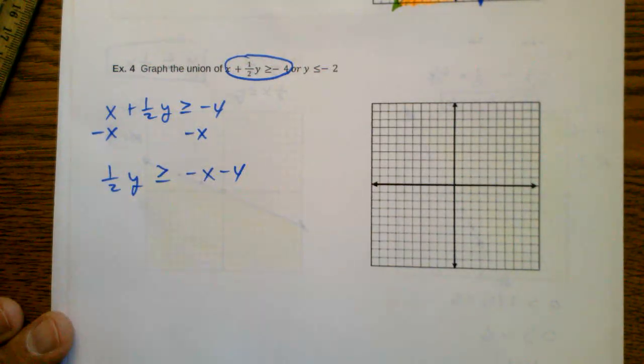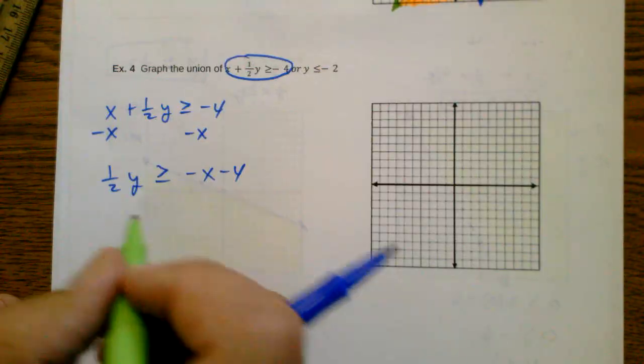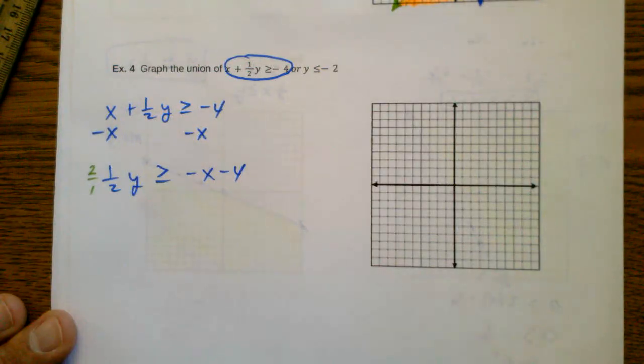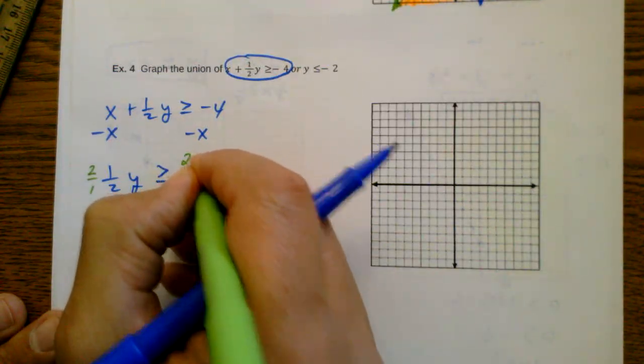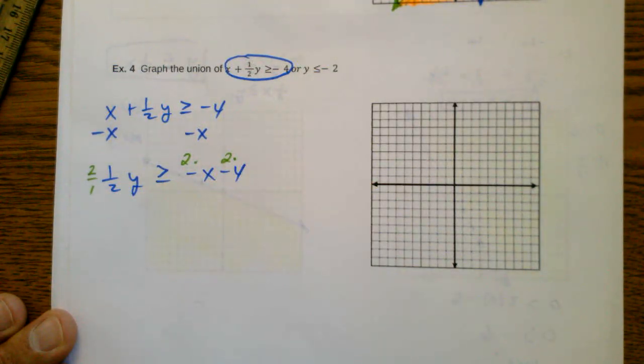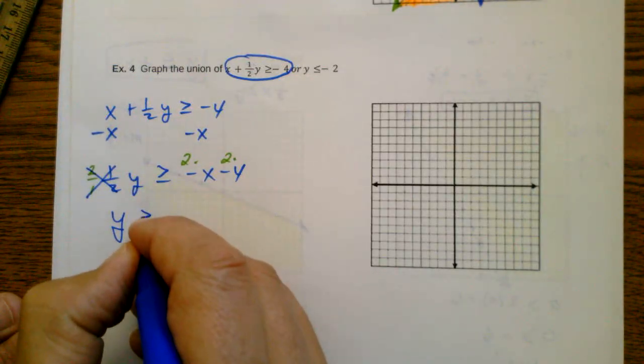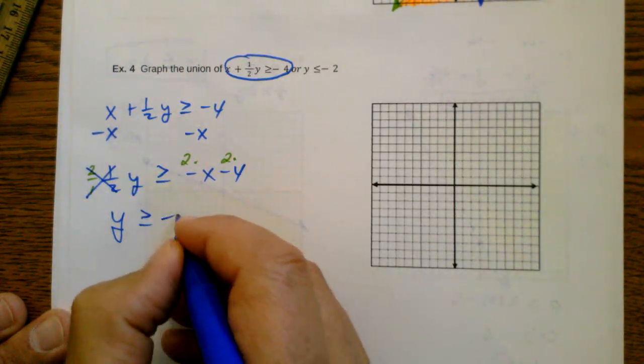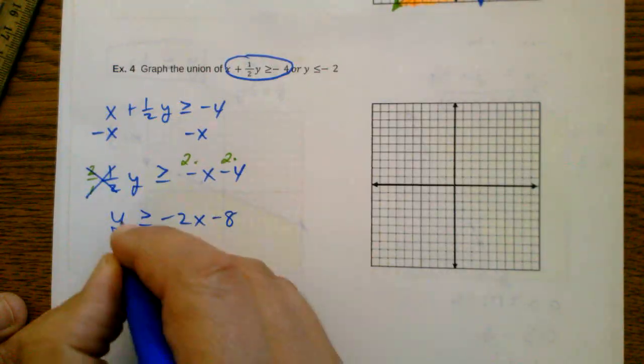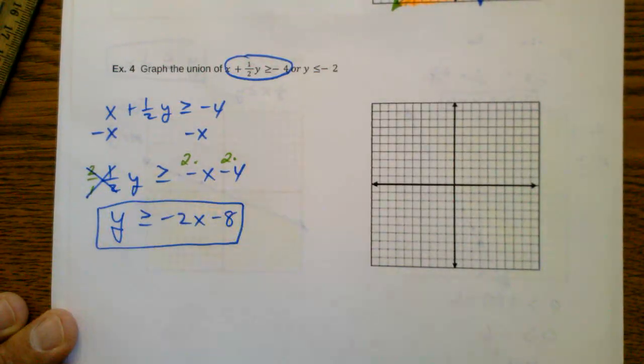The last thing I see is I got to get rid of that 1/2, so I can divide by 1/2, which is like multiplying by the reciprocal. And 2 over 1 is essentially like 2, so I'm going to multiply everything by 2. That way this guy and this guy cancel, and now I get y is greater than or equal to negative 2x minus 8. So I'm going to go ahead and graph that.